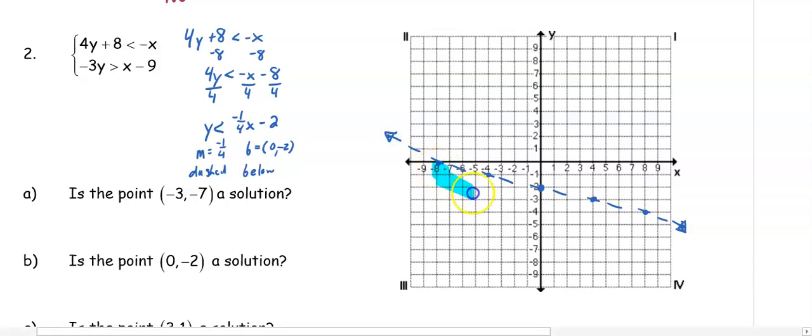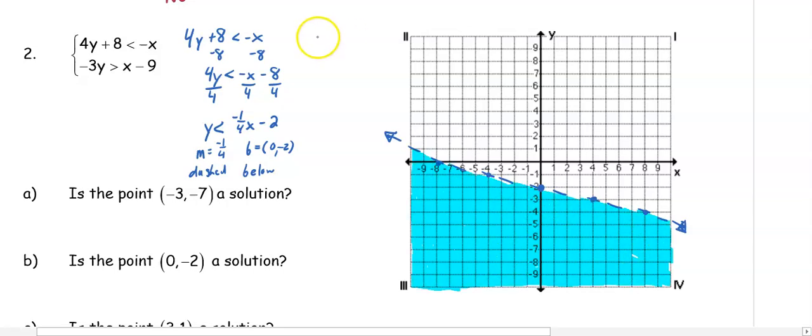And then we are going to shade below our line. The next equation to look at then is negative 3y is greater than x minus 9.